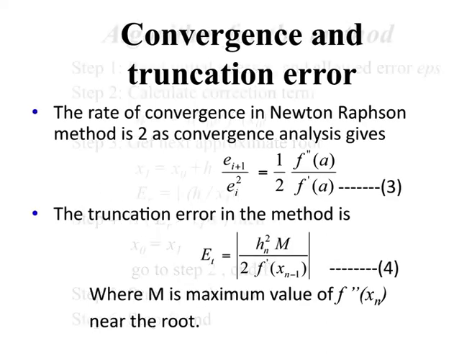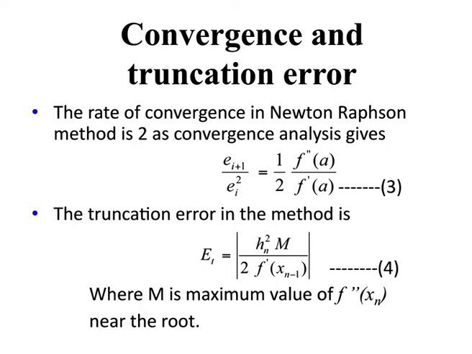The convergence of the Newton-Raphson method is much better than the false position method. The convergence factor is 2 and the convergence analysis gives us equation 3, where we have the ratio of 2 consecutive errors, and this gives us the convergence factor 2. We will discuss the calculation of convergence of iterative methods in the next lecture, and the truncation error, which is inherent in the Newton-Raphson method, is given by equation 4. Here M is the maximum value of the second order derivative of the function near the root.